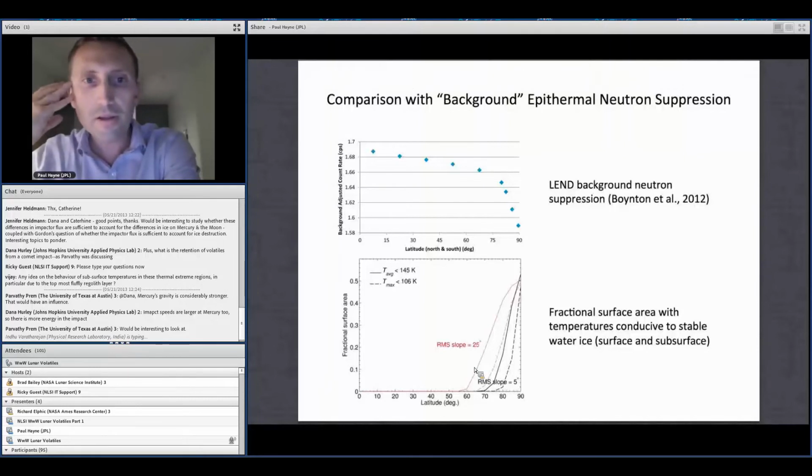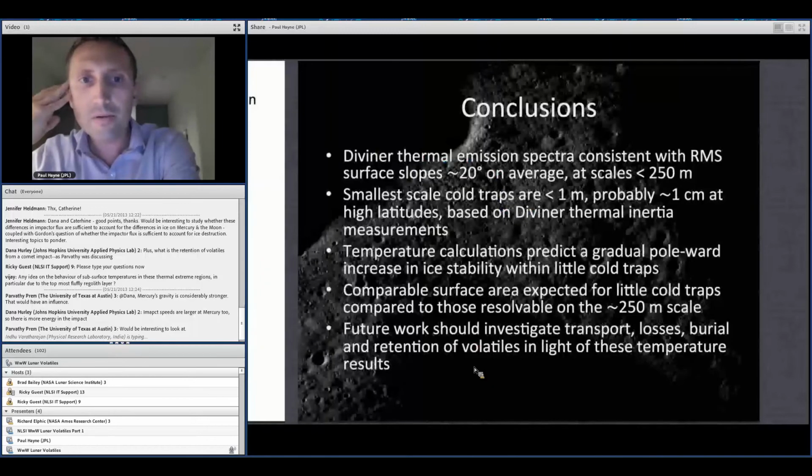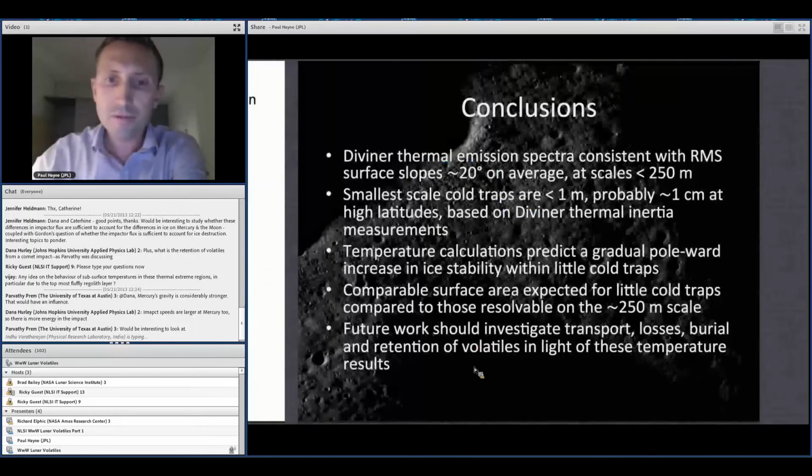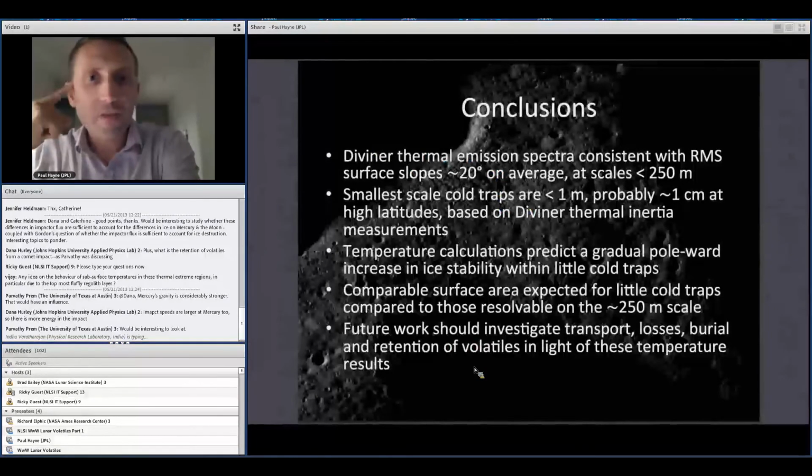And so I think more detailed modeling is needed here, but this at least suggests that these small-scale cold traps could in part be what's causing this background epithermal neutron suppression. And then superimposed on top of that would be these larger-scale cold traps. So just some preliminary thoughts.